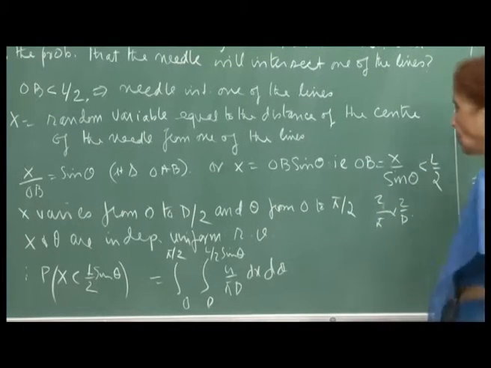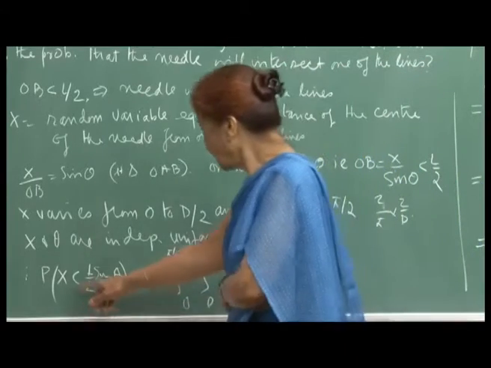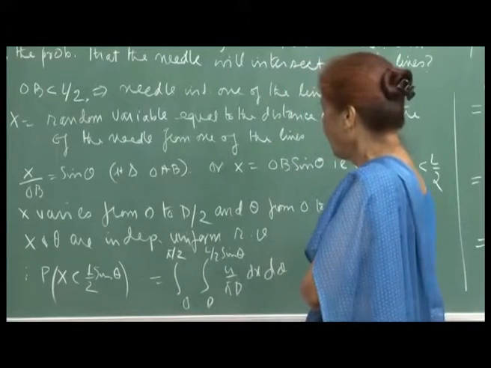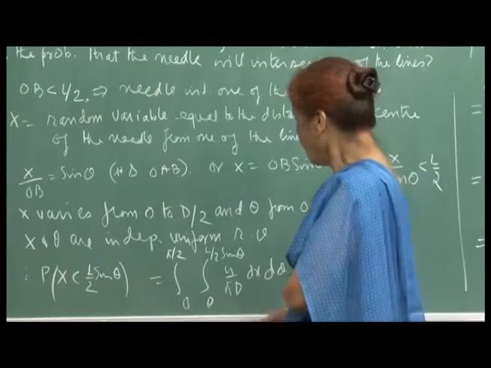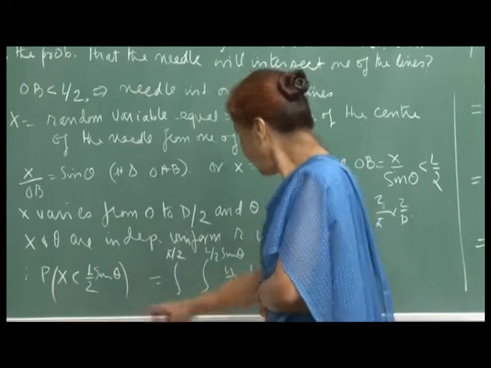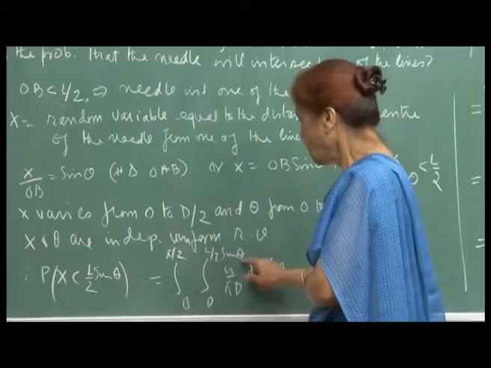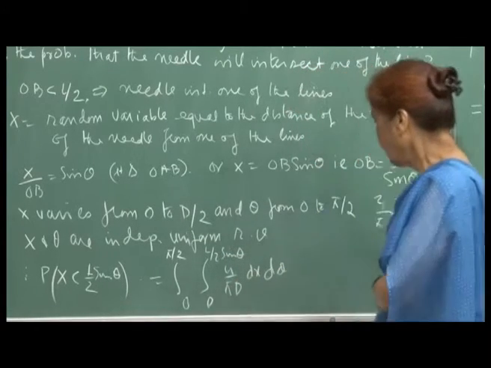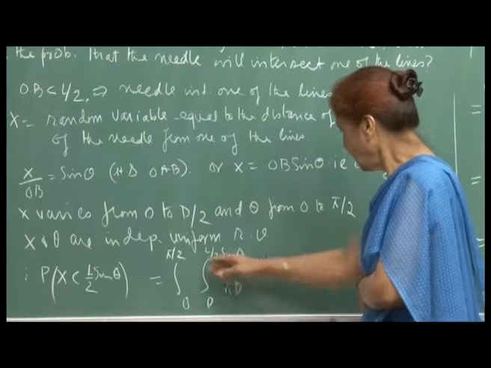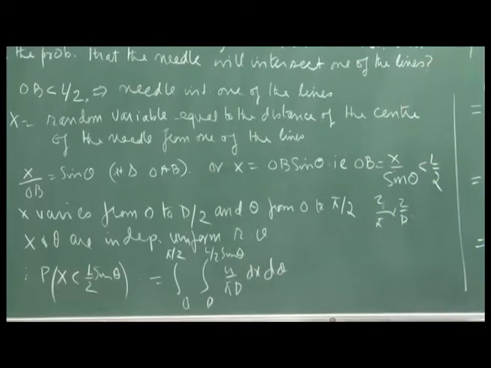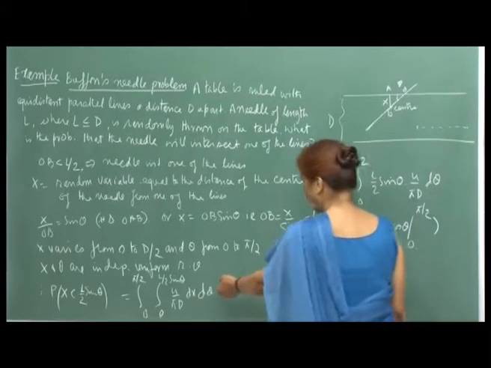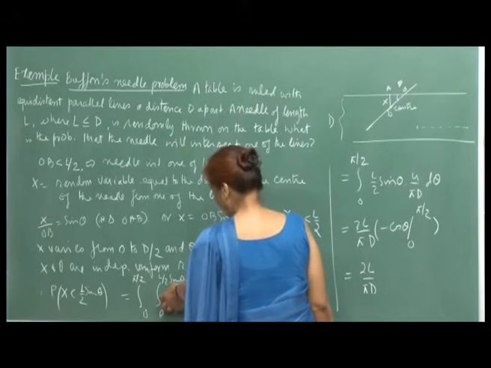Now you want to find the probability that x is less than L by 2 sin theta. This is our condition. Therefore theta varies from 0 to pi by 2, and x will vary from 0 to L by 2 sin theta. Then this is to be integrated with 4 upon pi d dx d theta. This is the integral which will give you the required probability, and it is simple enough, because the joint PDF is independent of x and theta both.